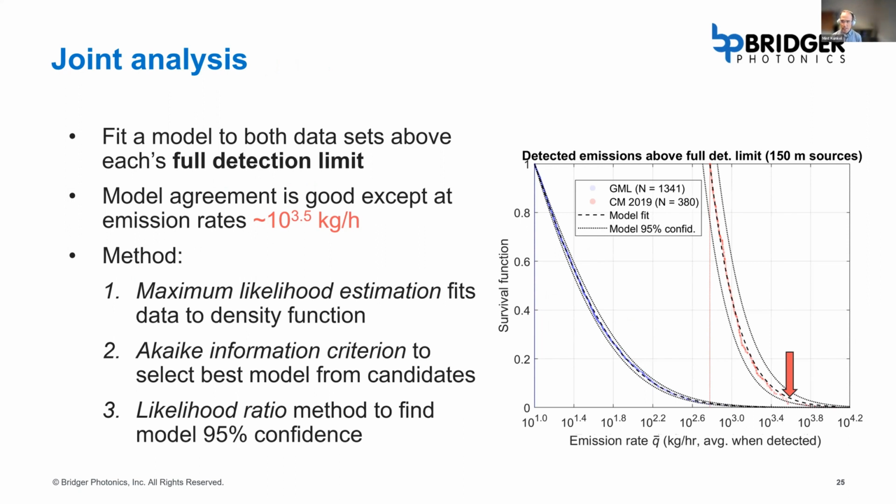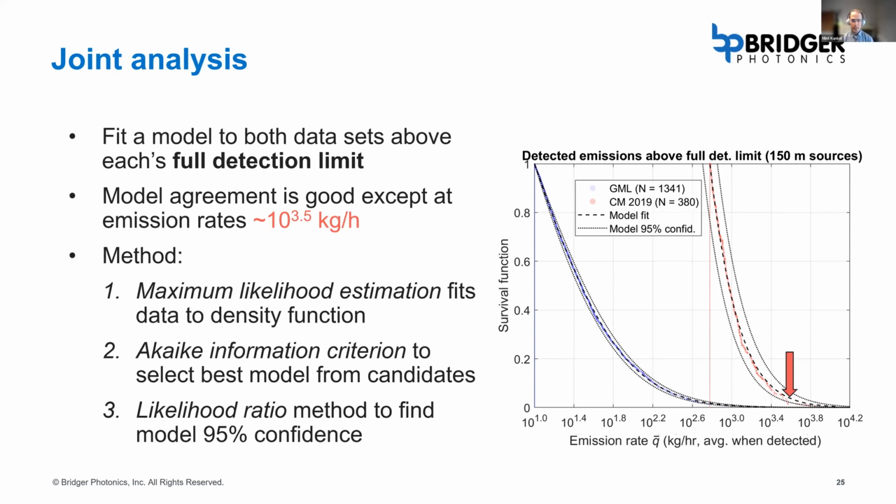Having done that test and all of the alignment steps, we then proceed with the joint analysis. What we'll do here is fit a model function to both data ranges above each's full detection limit, which for 150 meter sources, as I mentioned, is 10 kilograms per hour for GML. The model agreement is quite good, except at emission rates around 10^3.5 kilograms per hour, as indicated by that arrow. That has some implications that we'll mention in later slides.